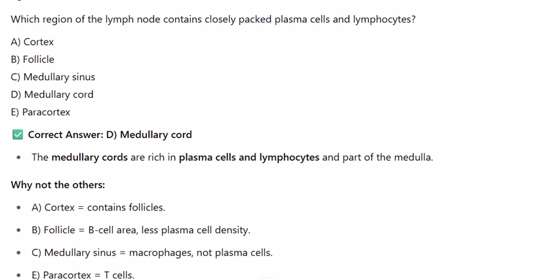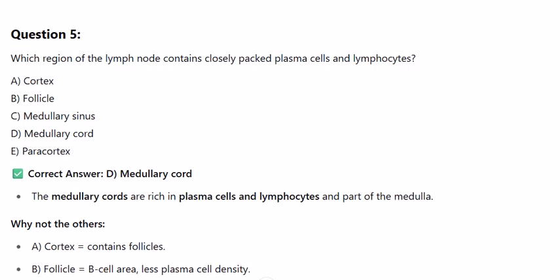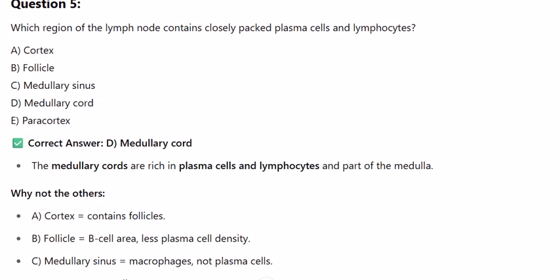Question 5. Which region of the lymph node contains closely packed plasma cells and lymphocytes? A. Cortex. B. Follicle. C. Medullary sinus. D. Medullary cord. E. Paracortex. Correct answer, D. The medullary cords are rich in plasma cells and lymphocytes and are part of the medulla.